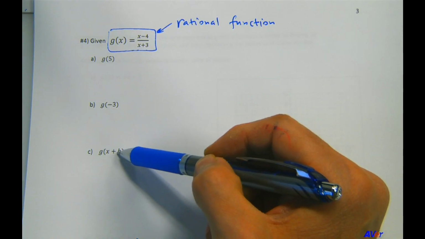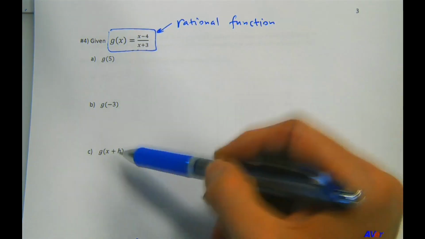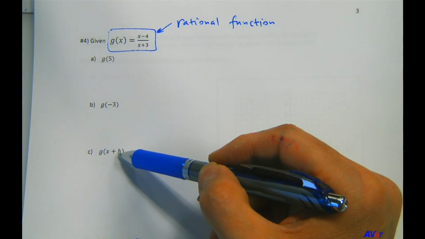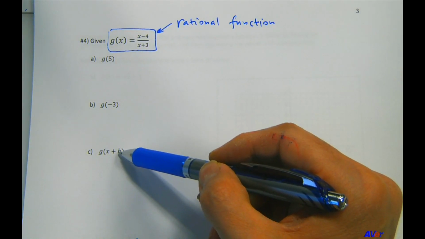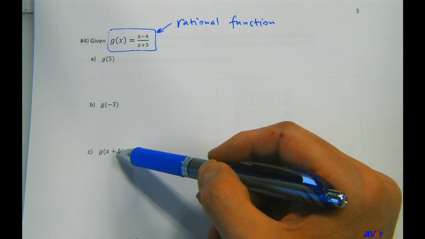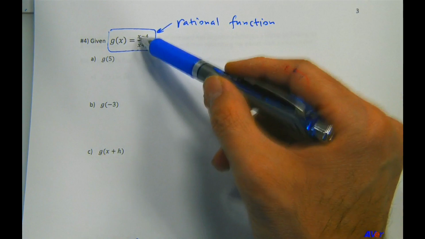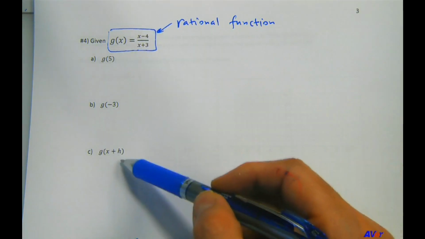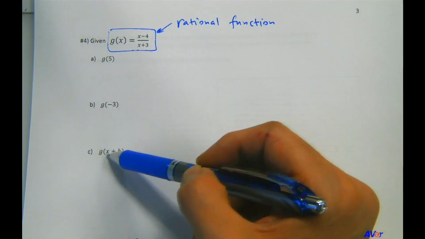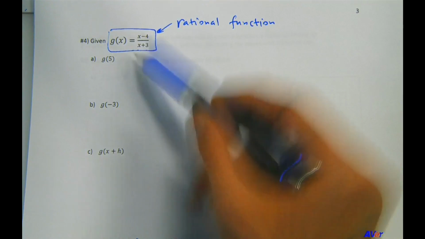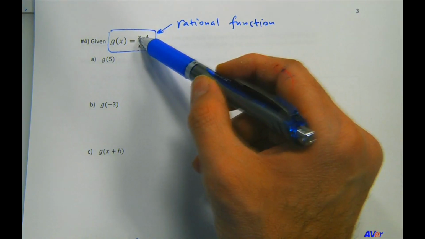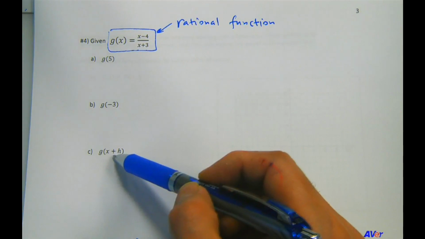That just means wherever you see x, replace it with x plus h. Please don't make this harder and overthink it. It's very easy. Wherever you see x in the original function, replace it with x plus h. Don't think back at, oh, I have an x here, I have an x there. No. Wherever you see x, replace it with x plus h. That's all there is to it.